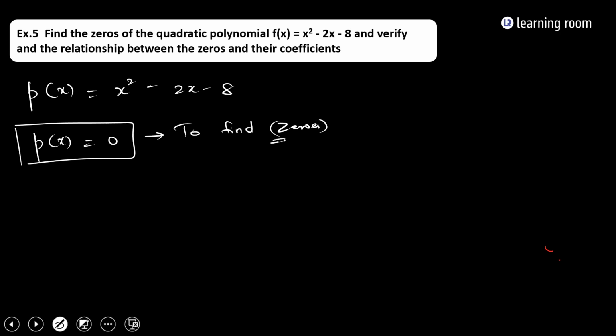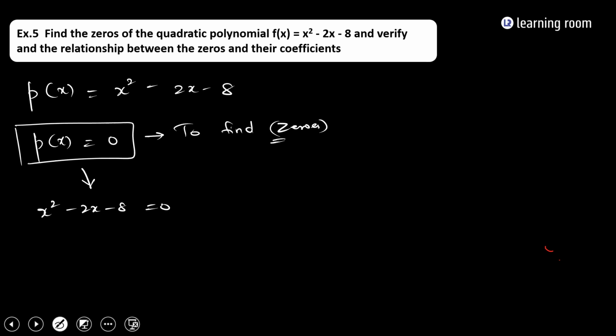We call it an equation when that expression is equated to 0. So by finding the zeros of a polynomial, you are actually converting a quadratic polynomial to a quadratic equation. Accepted? It means x square minus 2x minus 8 is equal to 0. Correct? Yes, sir.